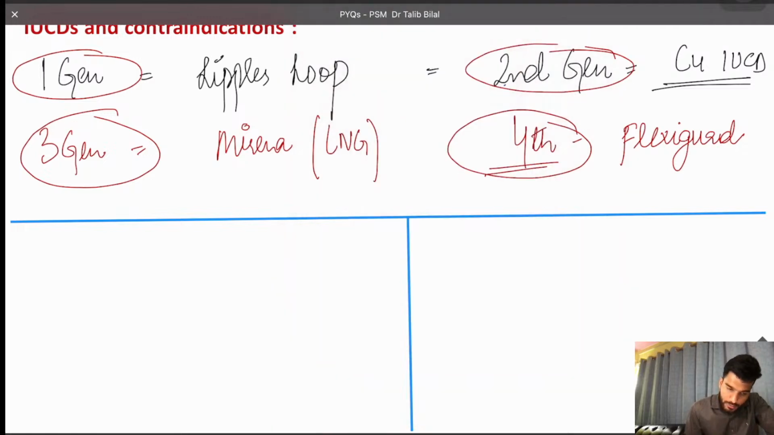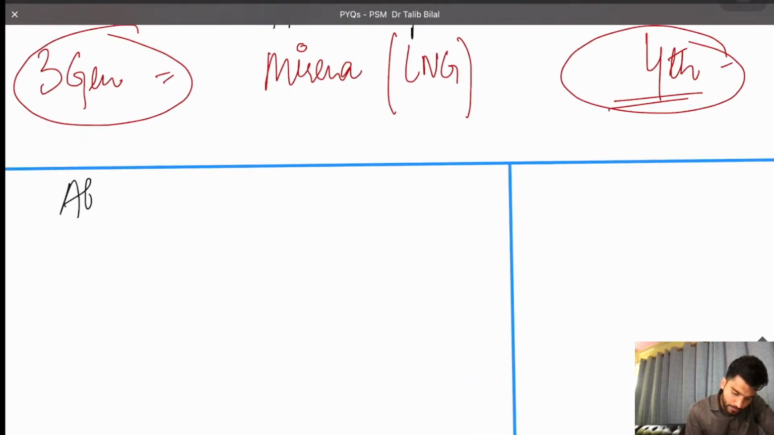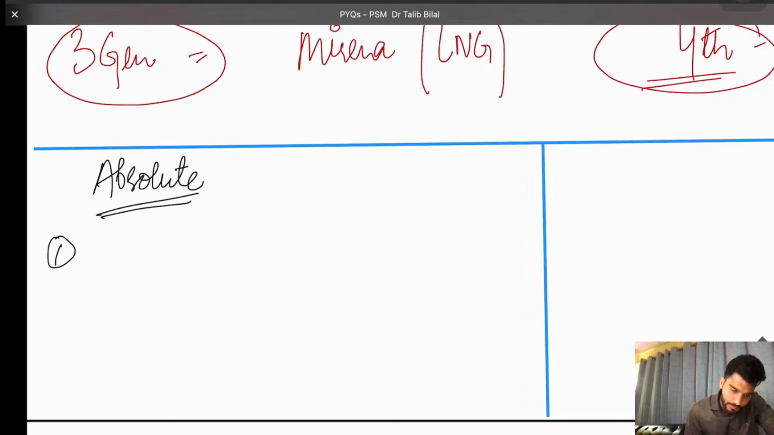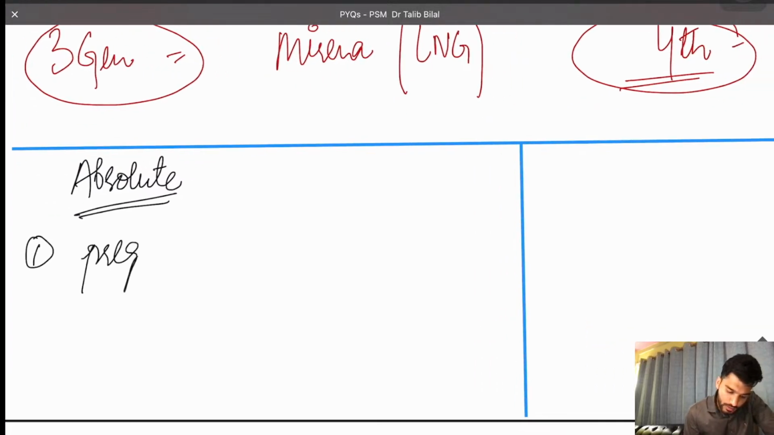So what are the absolute contraindications? First of all, remember, absolute contraindication number 1 will be pregnancy. So you cannot use an intrauterine contraceptive device during pregnancy. Why? Because the patient can have complications due to the hormones, number one thing. Number second thing, the patient is already pregnant. What is the use of an intrauterine contraceptive device? She is already pregnant.